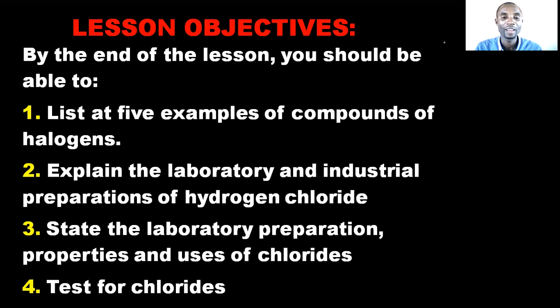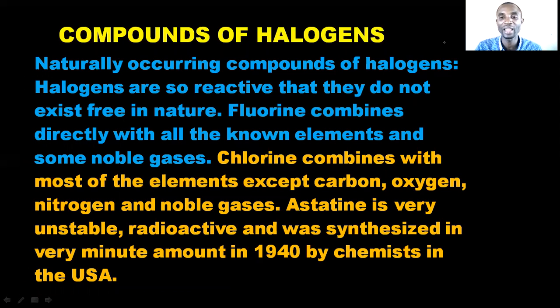Now, we'll start with compounds of halogens. What actually halogen is, and the compounds. Of course, in our periodic table, we know that group 7 elements are the halogens. We have fluorine, chlorine, bromine, and iodine, and their reactivity varies, but they are very, very reactive elements in the periodic table. Because of their reactive nature, they do not occur free in nature.